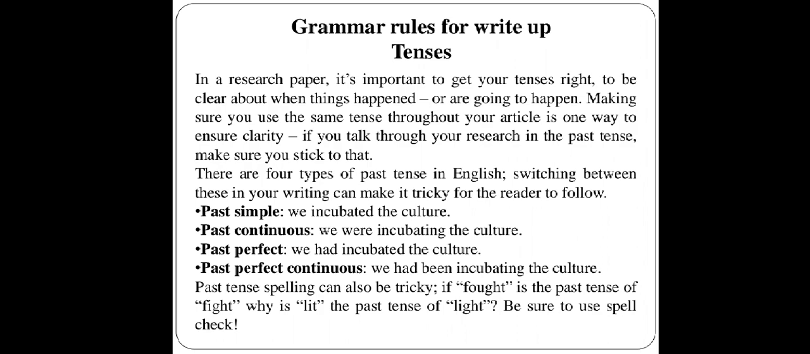There are four types of past tense in English. Switching between these in your writing can make it tricky for the reader to follow. Past simple, we incubated the culture. Past continuous, we were incubating the culture. Past perfect, we had incubated the culture. Past perfect continuous, we had been incubating the culture.